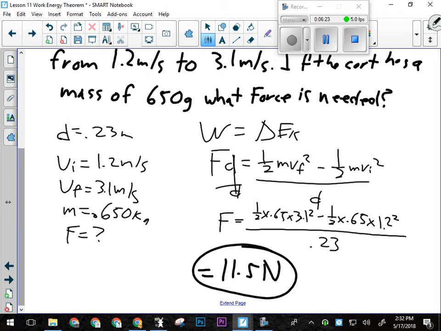The toughest part, or the most scientific part of this, is just deciding what kind of energy is being changed in the question.